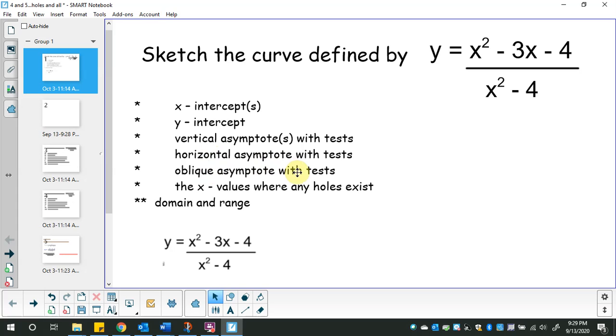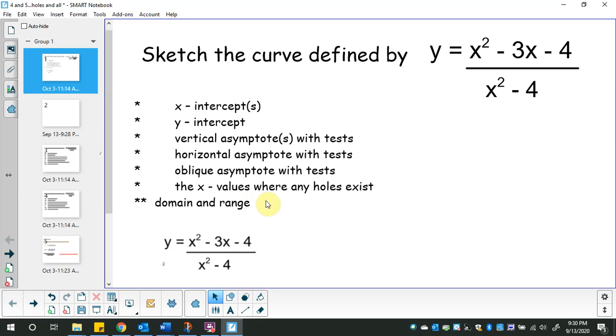And if you reach back into your memory, you might remember that there may be holes, and we can find the x value of those holes. We also have done domain. We haven't covered range. So what I'm going to do is cover this list in no particular order, meaning that I am likely going to find out the x values where there are holes pretty quickly, even though it's near the bottom of the list.